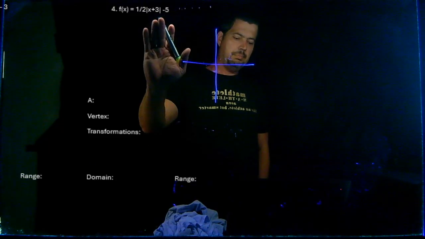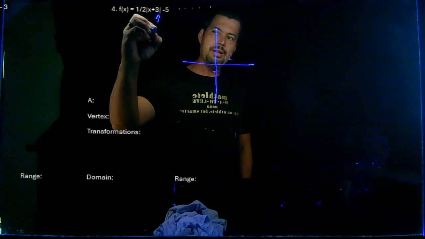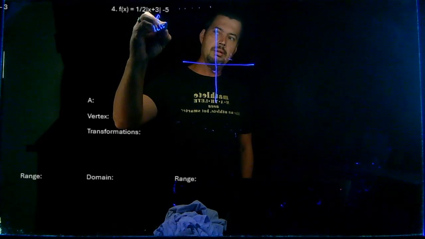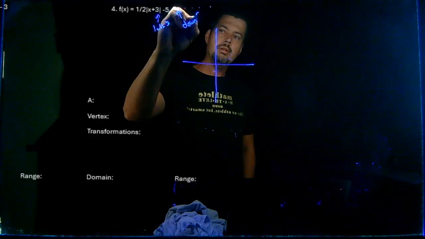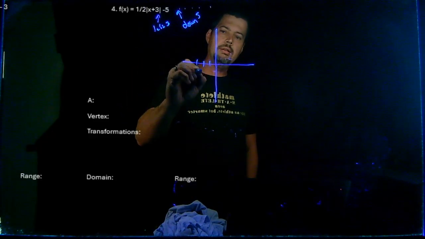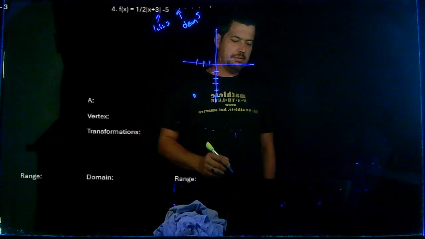I see plus 3 minus 5. This plus 3 literally means not right 3, but left 3. And the minus 5 means down 5. So I'm going to go left 3. I'm going to go down 5. And that is my vertex.